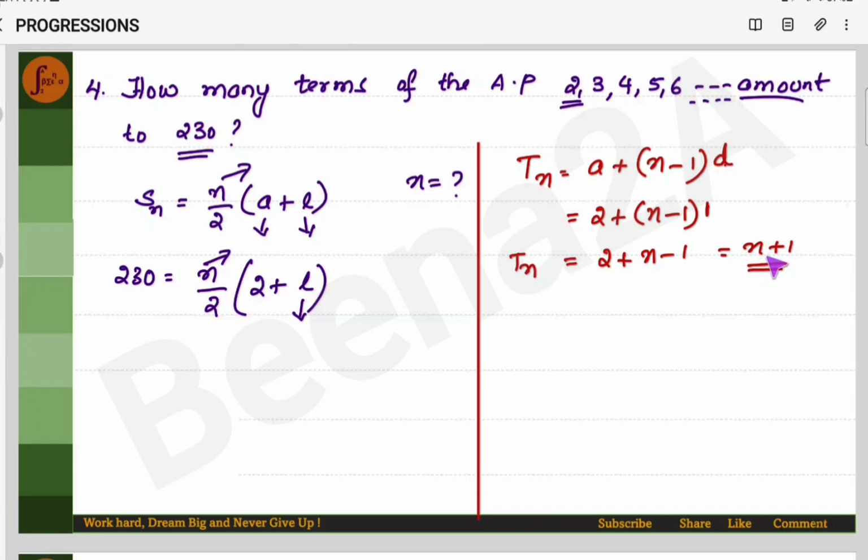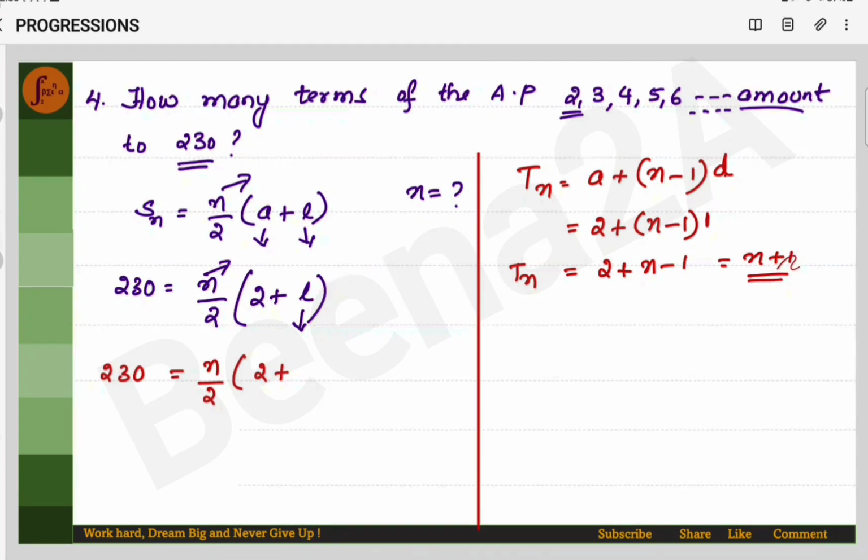I don't know what n is. So, instead of L, I'll put this. It's n plus 1. Why? Because I don't know the last term here. So, I'm assuming that the last term is Tn, which is n plus 1. This is nothing but L. I can also say L is equal to Tn is equal to n plus 1. Last term is n plus 1. I'll substitute here. So, I'll get n by 2 into (3 plus n), is equal to 230.